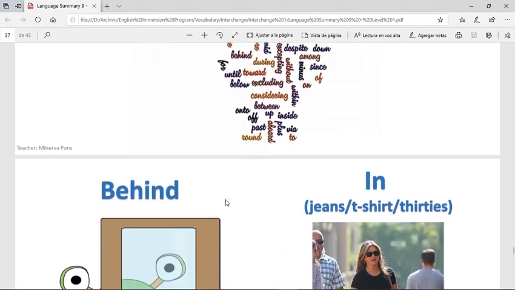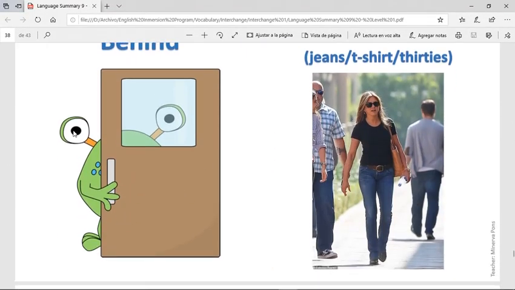Okay, let's see some prepositions. Behind. No, this is behind. The alien is behind the door.